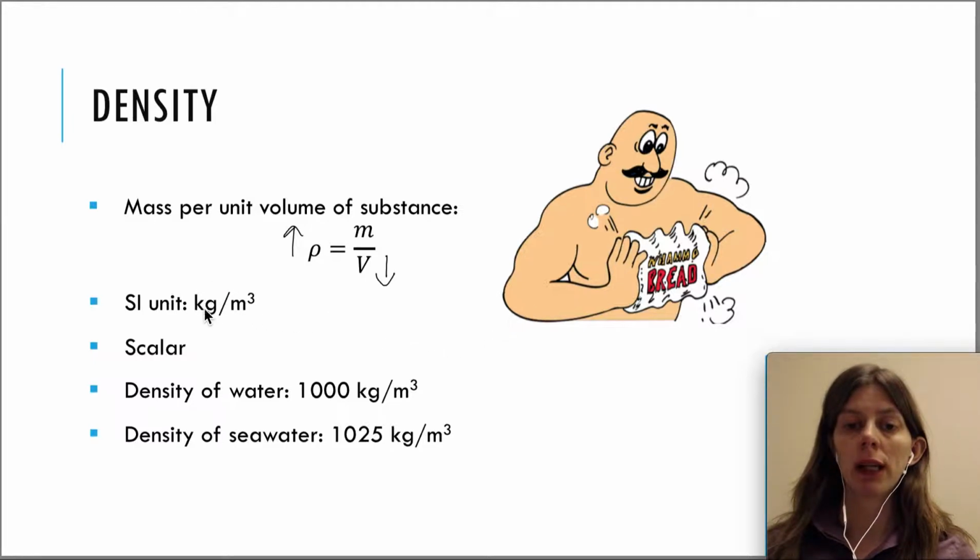The units for density are kilograms per meter cubed. That comes from mass being in kilograms and volume being in meters cubed. This is a scalar, it does not have a direction.